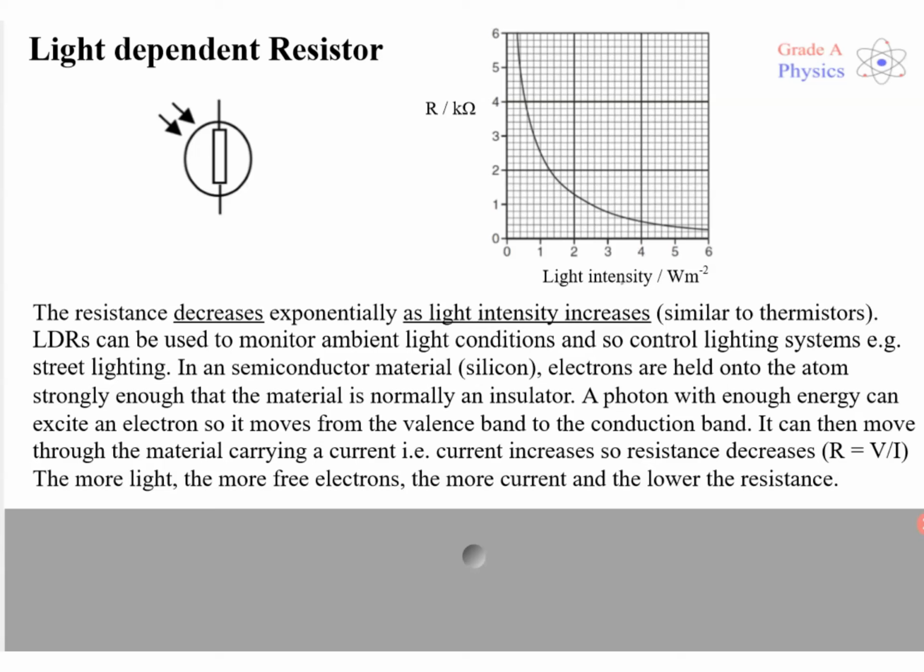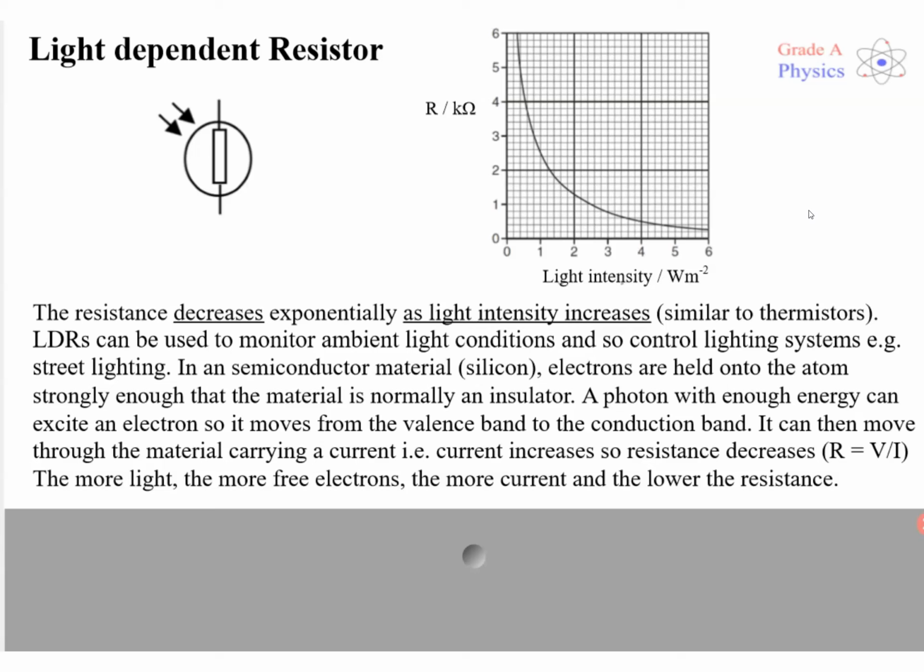LDRs, light-dependent resistors. This is our symbol, with or without the circle, that's optional. The basic shape is very similar. So as, in this case, the light intensity increases, the resistance goes down. Once again, it's a negative exponential relationship. It's also made of a semiconductor, not a siliconductor. It's made of silicon, which is a semiconductor.